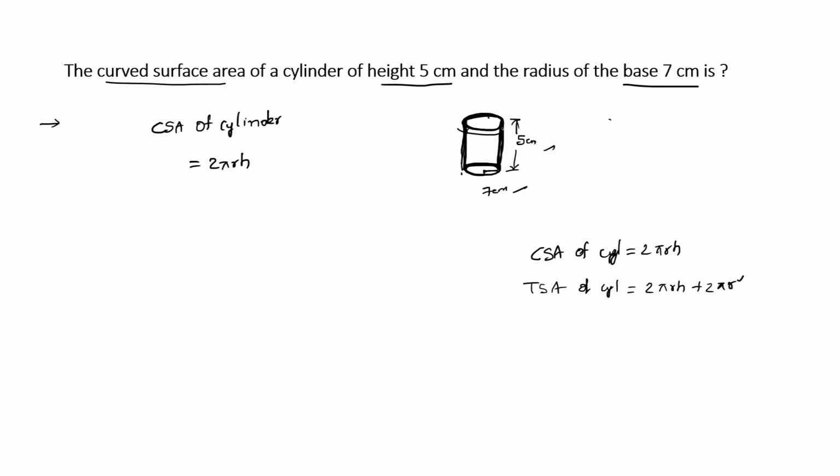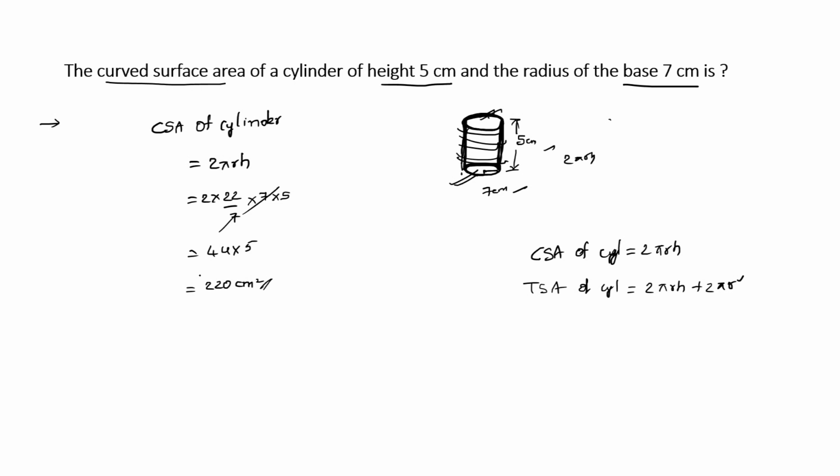ఇది 2 pi rh అండి. ఈ షేప్ ఉంది కదా, కర్వ్డ్ పార్ట్ వచ్చి 2 pi rh. టోటల్ అంటే ఈ పైన ఒక సర్కిల్, కింద ఒక సర్కిల్, ఏరియా pi r square కాబట్టి మనకి 2 pi r square. ఓకే, సో సిలిండర్ సర్ఫేస్ ఏరియా 2 pi rh, 2 into 22/7 into r value is 7 and h value is 5. 7 gets cancelled. 44 into 5, 220 centimeter square is the curved surface area of cylinder. Okay, so direct substitution of values in the formula.